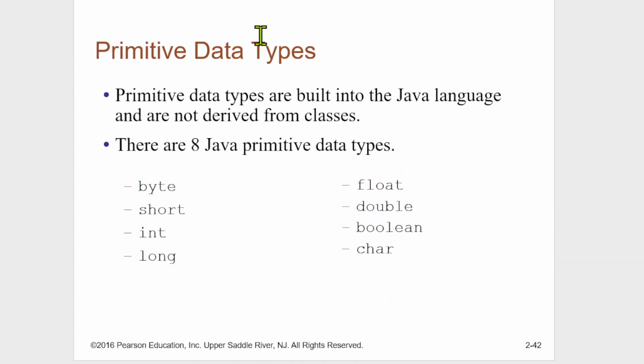Primitive data types. Primitive data types are built into the Java language and are not derived from classes. There are 8 primitive data types: byte, short, int, long, float, double, boolean, and char.